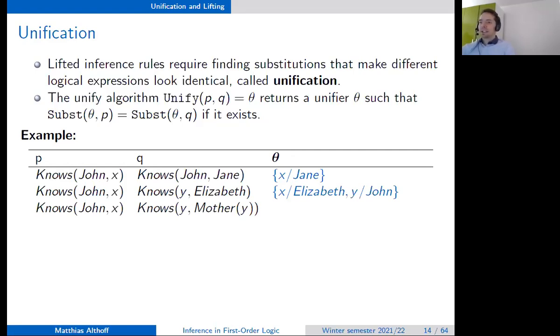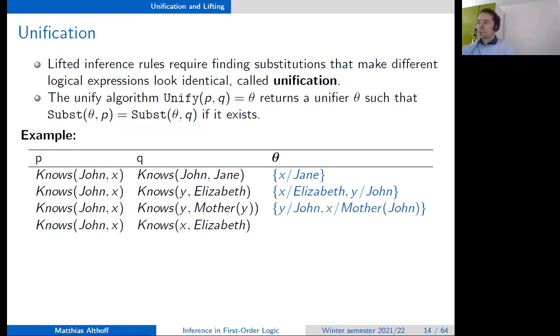And next, now this is the next one. So Y John is obvious. What else do we need besides replacing Y with John? Yes, X with mother of John. So Y John and X with mother of John. Okay, now a fourth one. What would be the solution of this? Yes, error, that's not possible, correct.